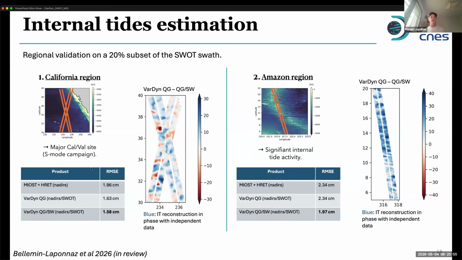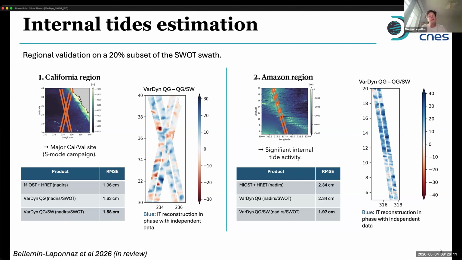These are results in two regions of the Cal/Val phase. To the left, you have the California crossover, and to the right, you have the track offshore of the Amazon River, in the Amazon current.